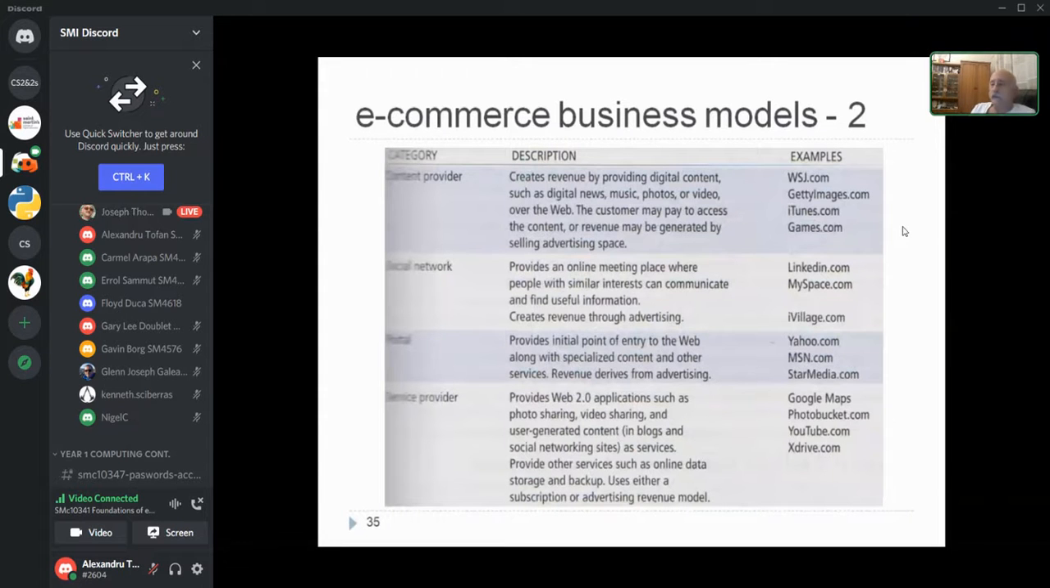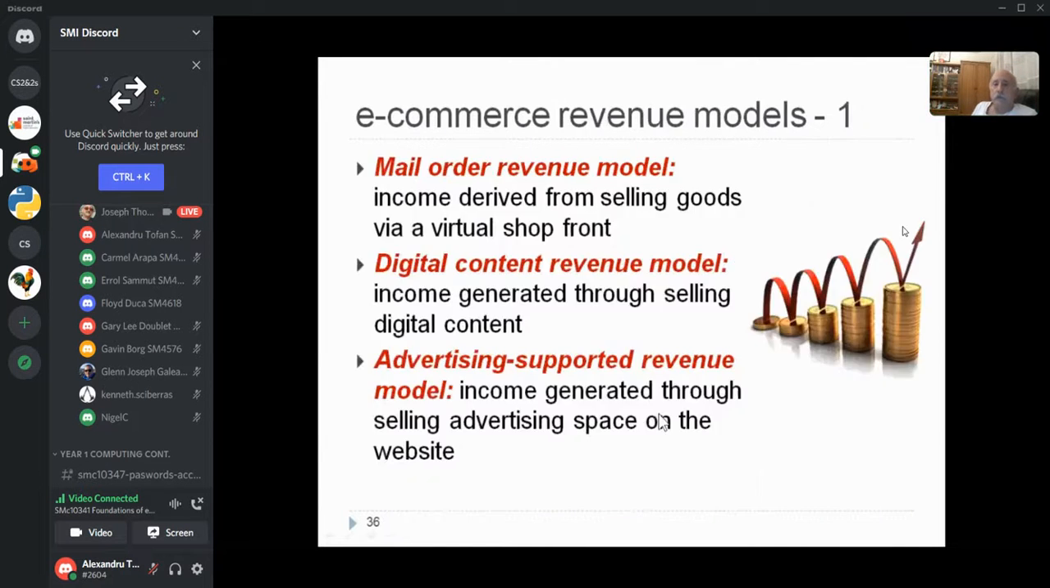A portal, which is the initial entry into the web, and then it directs us to a number of other places over the internet, and the service provider, right, which will provide applications like photo sharing and video sharing, right, like YouTube, for example, again, where people can exchange ideas, where people can put up their own creative ideas, where people can put up their own sort of products, and other people can have a look at those products.